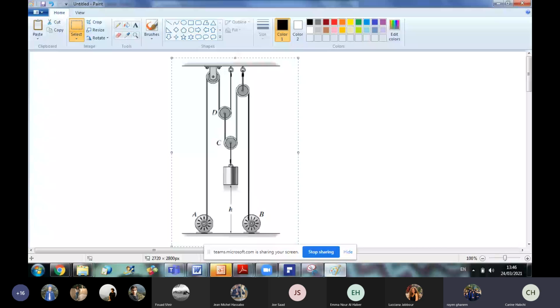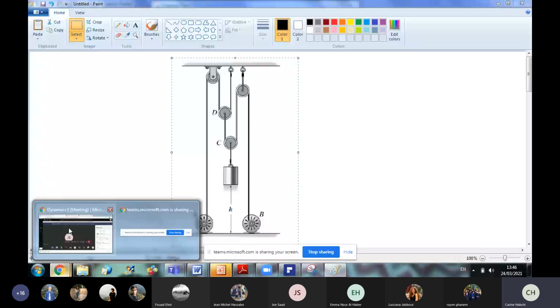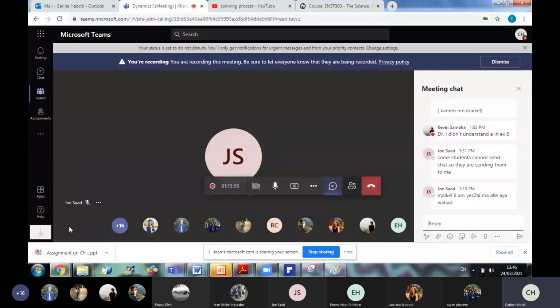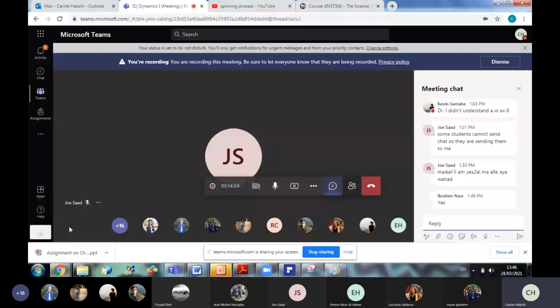Please, if you see the paint file, let me know. Please type in your chat if you are seeing the file or not. Are you seeing the figure on paint? Okay.